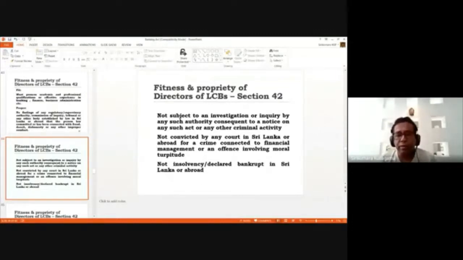So with the presumption of innocence, only if someone is convicted by a court, we can call him a convicted person. Otherwise, no. Otherwise, it's only a suspect maybe. But in the first item here, what we say is not subject to an investigation. If you are subject to an investigation, you can be disqualified. Now you see that this goes beyond general norms of criminal law, because this is what we want.